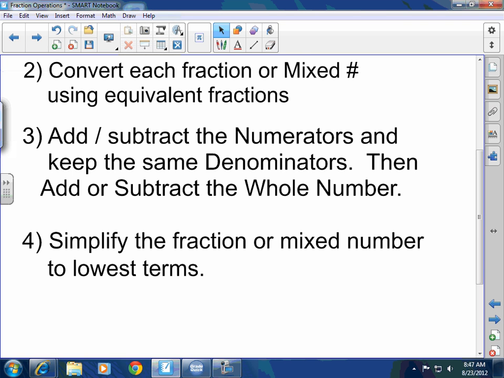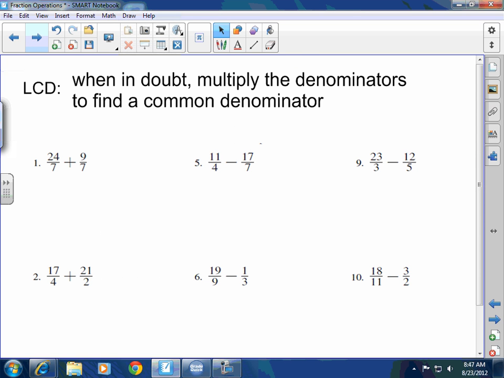Alrighty, so let's go ahead and continue here. As far as the LCD goes, I do want to tell you one thing. A lot of times when we're adding or subtracting fractions and mixed numbers, sometimes it's easy to identify the LCD, or the least common denominator. But sometimes it's not so easy. All right? For example, let's say you're adding 12/17 plus 5/9. 17 and 9, they don't really have an easy common denominator.